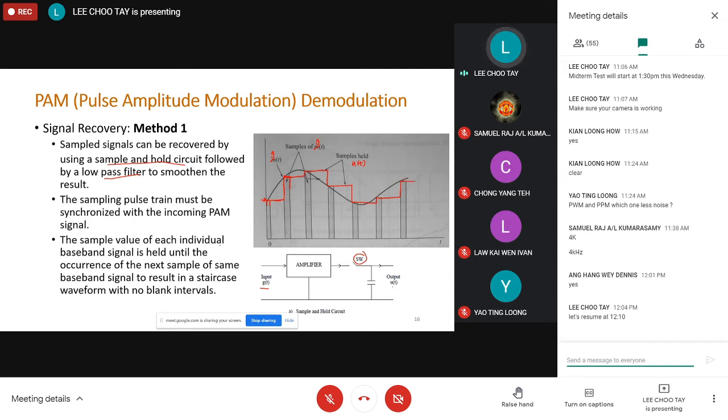Right, that's what your UT is going to look like. And if you pass this staircase signal through a low pass filter, then you'll be able to recover. Again, the low pass filter is to remove all the high frequency component, which is this sharp transition over here, and then reproduce the original signal here.